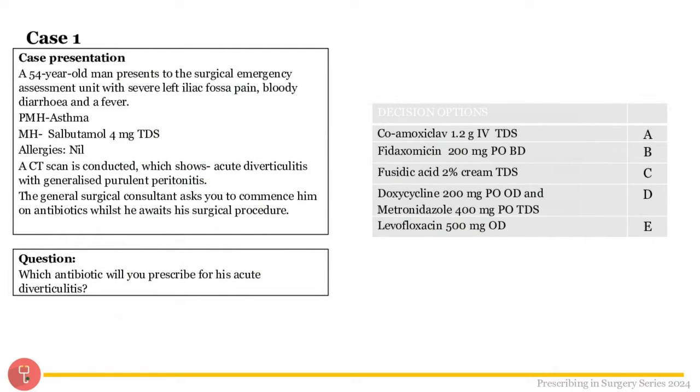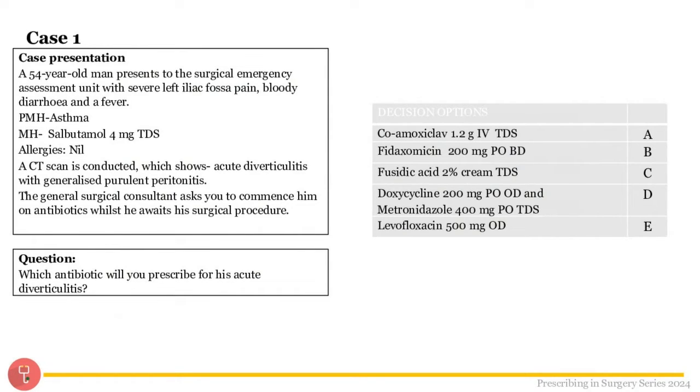This is just to show you, to the left, the BNF guidelines, which say that in patients with suspected or confirmed complicated acute diverticulitis, first line IV, you start them on co-amoxiclav. And to the right, showing you my local guidelines, which say the same thing. Okay, any questions for this case? Alternatively, you could give ceftriaxone with metronidazole or amoxicillin with gentamicin and metronidazole, but neither of those were listed in the multiple choice.